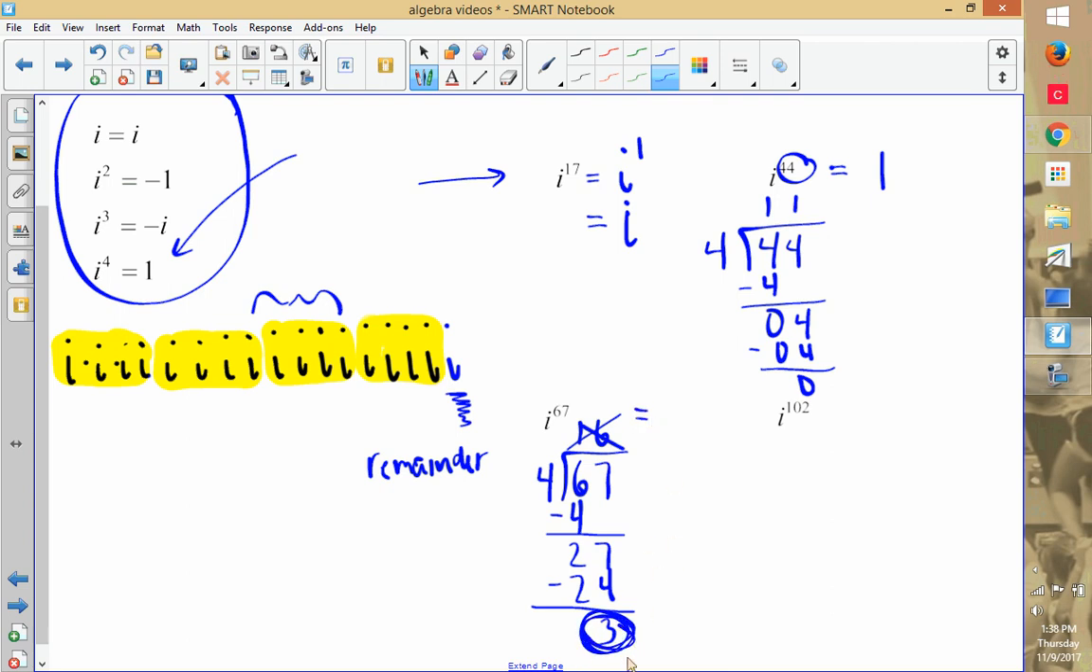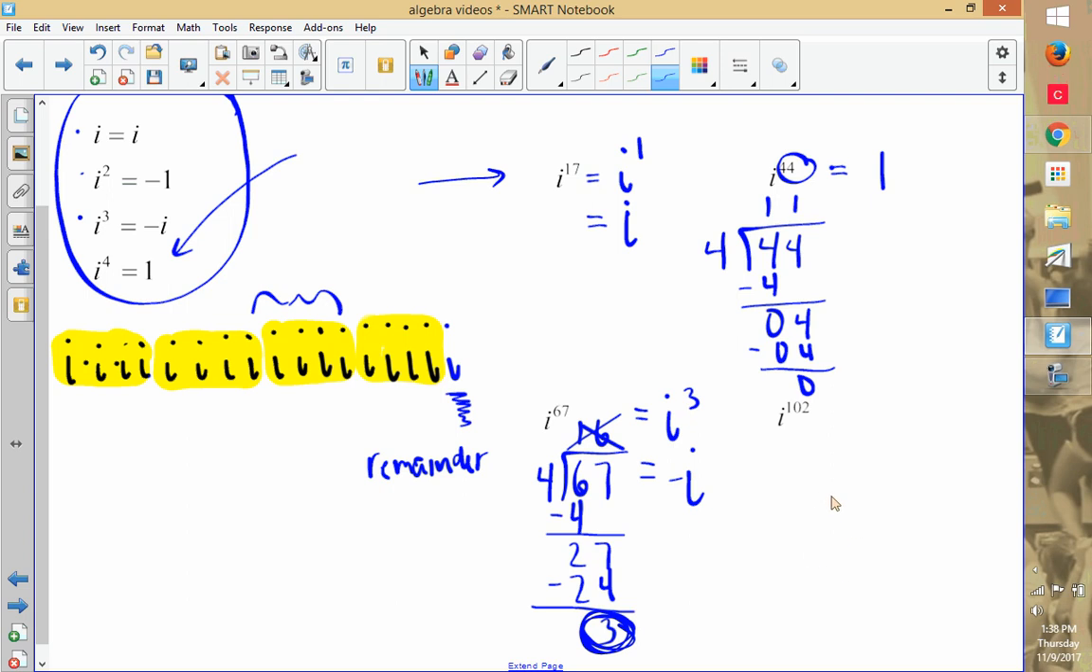That means we are going into the next pattern 3 times. So if we look at it, you are 1, 2, 3. So it's the same thing as i to the 3rd, which is really going to be negative i. And you notice there's no exponent on i because we've simplified all the way down.